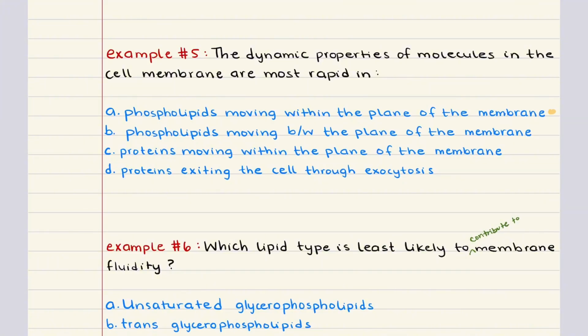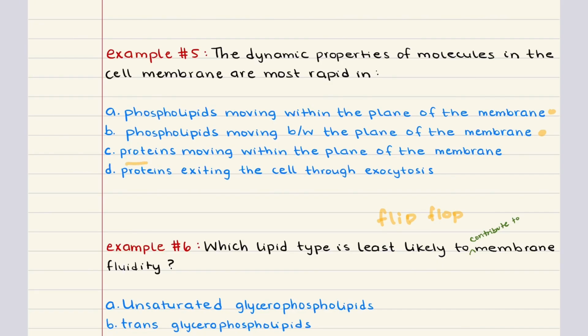Another possibility is for a phospholipid to move from one layer of the bilayer to the other, and this is a process called flip-flop. This is much slower because the hydrophilic head group would need to pass through the hydrophobic interior of the membrane, and that is energetically unfavorable. Now, there are special enzymes called flippases that can help, but it still doesn't occur as quickly as lateral movement.